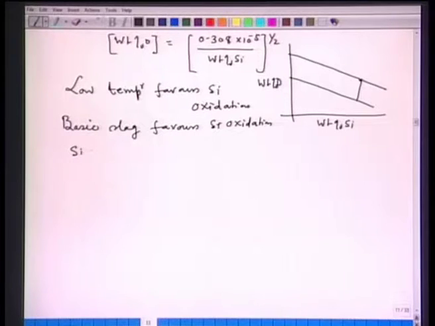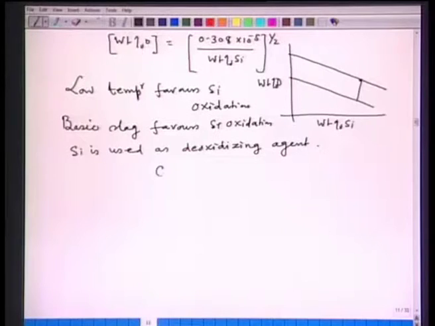the basic slag favors the oxidation of silicon in the metal. Therefore, because of its very strong affinity of silicon with oxygen, silicon is used as a deoxidizing agent also. For example, in steelmaking with acid slag, the activity of SiO2 is very high, and hence silicon oxidation does not proceed that fast as compared to when you have the basic slag. Now, next let us consider the carbon-oxygen equilibrium.